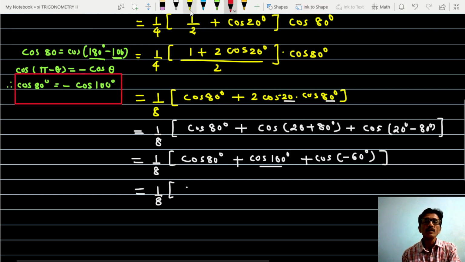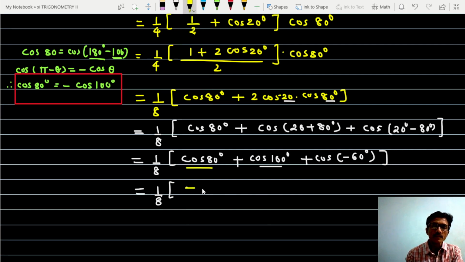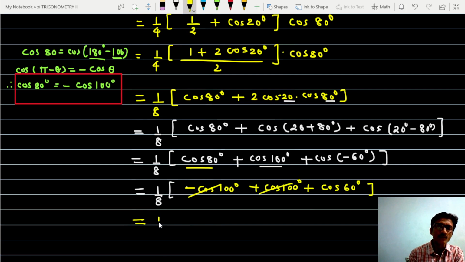So let's substitute over here. यहाँ पे हम substitute करेंगे. Cos of 80 will be equal to minus cos of 100 degree, plus cos of 100 degree, and cos of minus theta is cos theta, that is cos of 60 degree. This is getting cancelled, and क्या बचता है यहाँ पे 1/8 into cos of 60. What is cos of 60? It is 1/2, and finally you are getting 1/16, which is required.